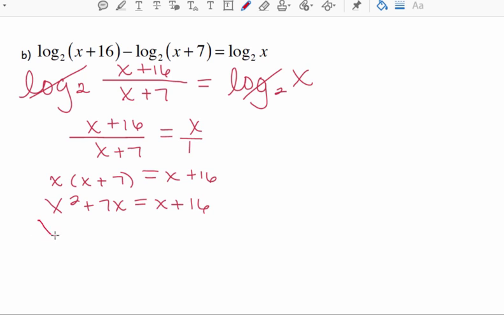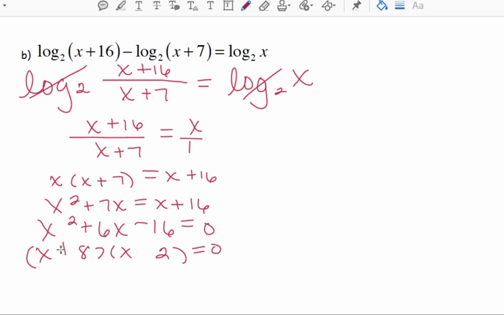Move everything to one side. You are going to get x squared plus 6x minus 16 is equal to 0. Looks like our factors are going to be 8 and 2. So I have an x and an x and an 8 and a 2. Must multiply to negative 16 but add to positive 6. So that's how it's going to be sign-wise: plus 8, minus 2. And then you get x equal to negative 8 and x is equal to 2.